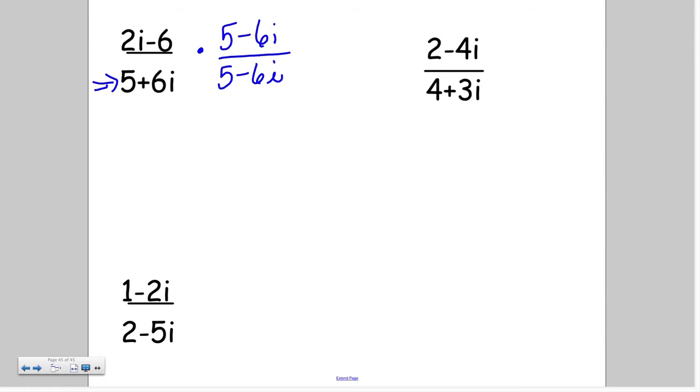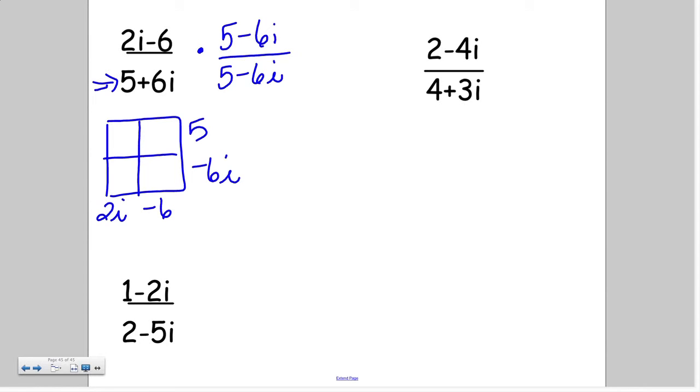Now here it gets a little bit hairier. I've got a binomial times a binomial again, so I either need to FOIL it or do the box method. I'm going to do the box method. Let's see, 2i minus 6, 5 minus 6i. So we've got 10i, negative 30, negative 12i squared, and 36i.